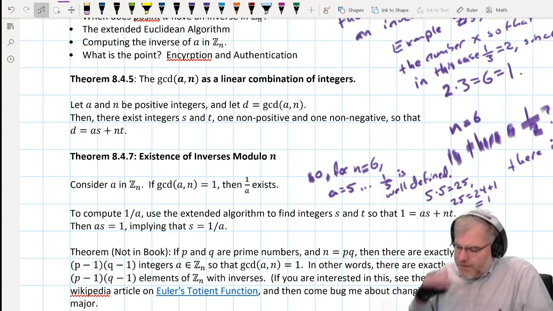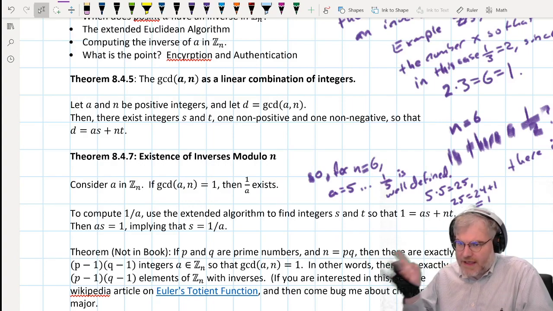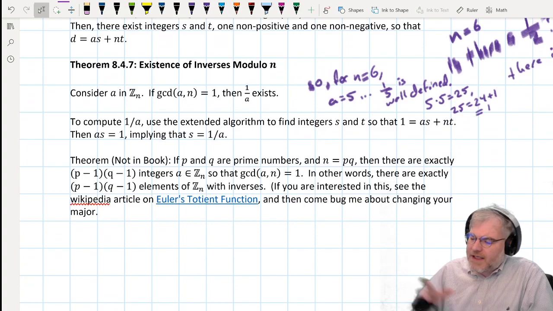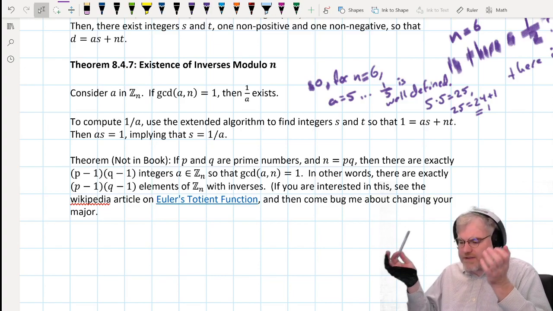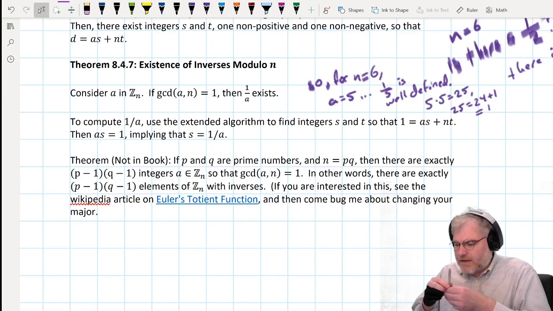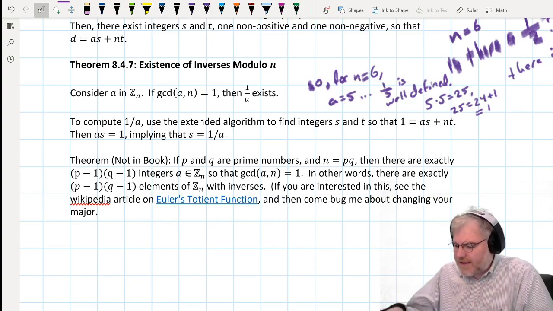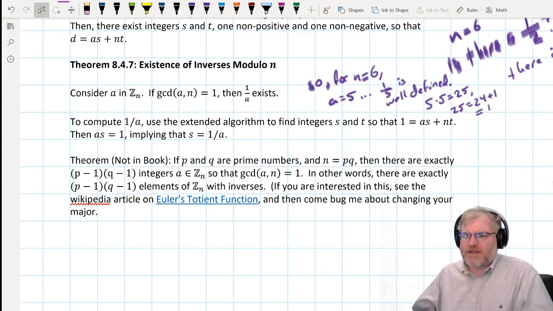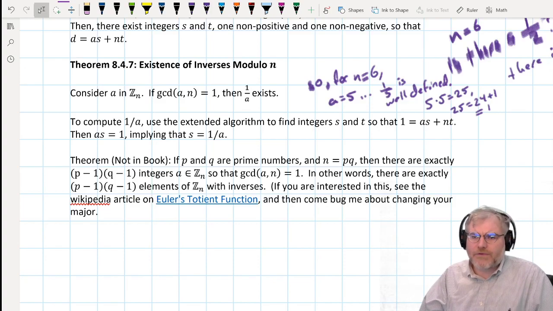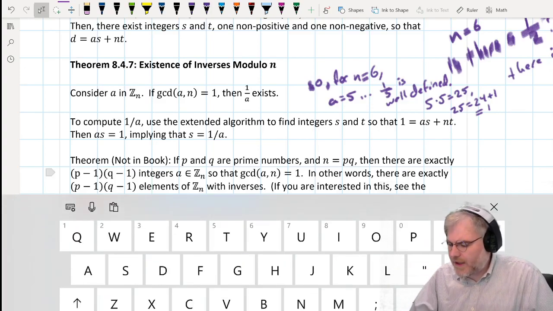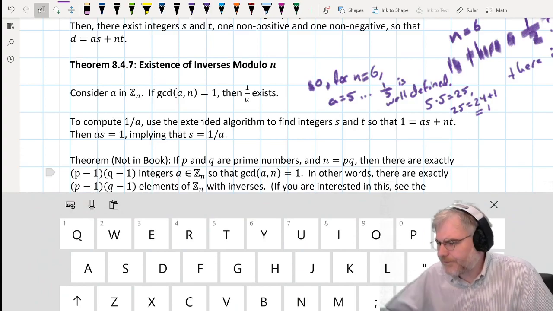And then there's another theorem that's not in the book, but I mentioned last time, that if P and Q are prime numbers, and n equals p times q, then there are exactly (p minus 1) times (q minus 1) numbers in Z_n that have inverses. Okay, so that's where we left off.